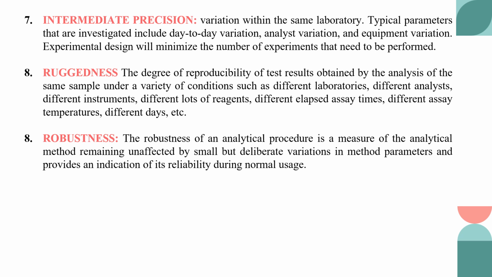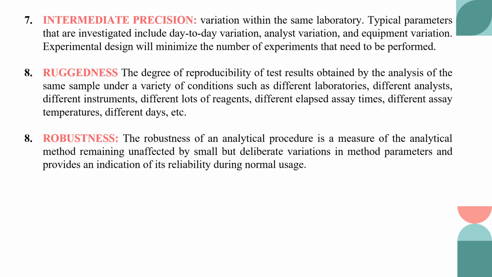Next is the intermediate precision. Intermediate precision is the method in which variations like equipment variation, analyst variation, etc. can be estimated during the procedure so that the variation can be corrected in time and the number of experiments is minimized.